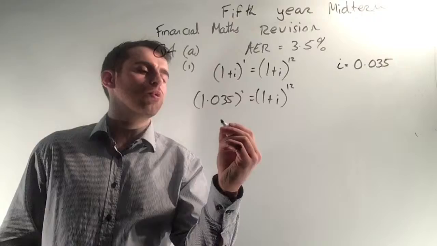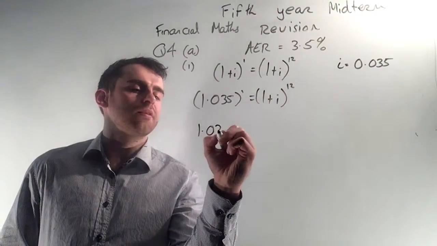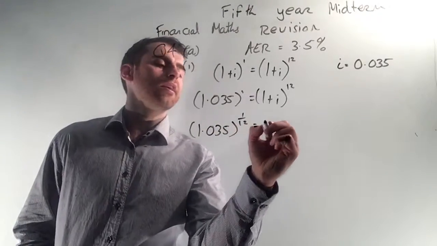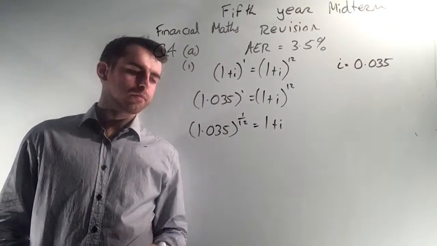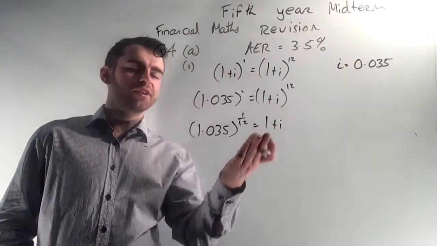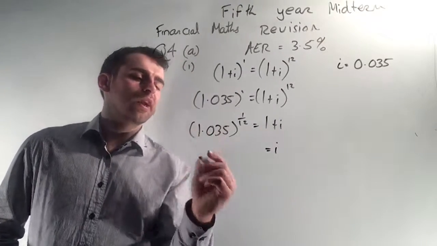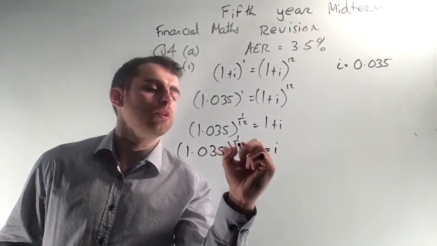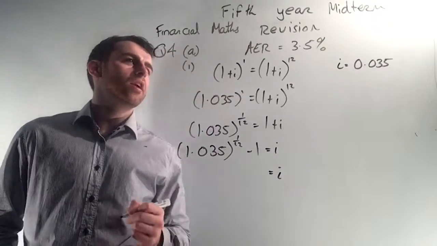In order to get rid of the power of 12, I need to raise each side to the power of 1/12. The left-hand side to the power of 1/12, I just write it like that. The right-hand side to the power of 1/12 just becomes 1 plus i to the power of 1. Clearly that makes life a lot easier when I've gotten rid of the power here. To get i on its own, I just subtract 1 from both sides, and I get 1.035 to the power of 1/12 minus 1.